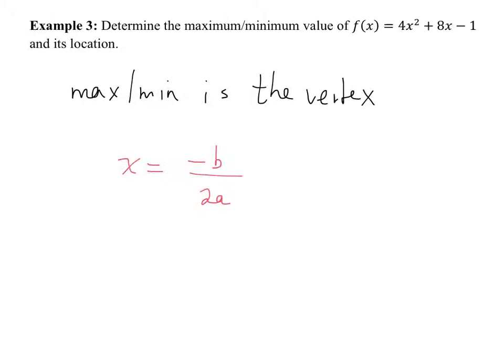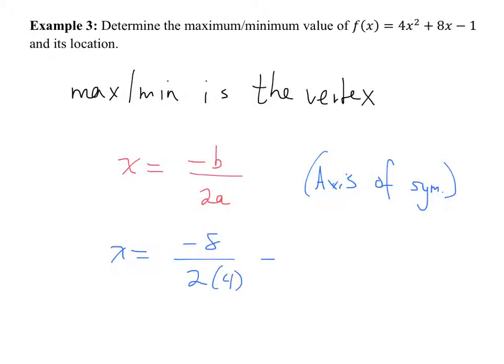Yeah, the x value. Remember, this is the axis of symmetry. And as a result from this, we get the x value of the vertex. This is always the x value of the vertex. Always, always, always. This is like your h value, really. So let's figure it out. Negative b over 2a is negative 8 over 2 times 4. So it's negative 8 over 8, which is just negative 1.